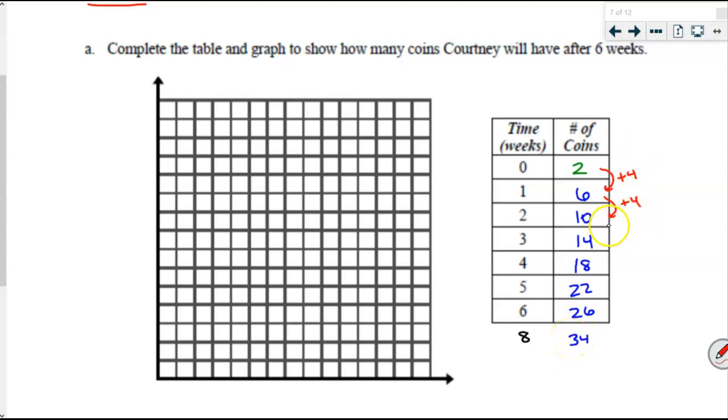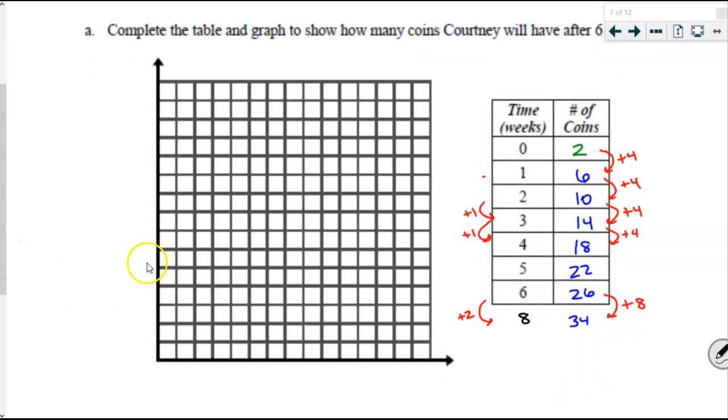So here, every week we're adding 4, right? We're adding 4 because 1 week has passed. And another week passed, so we add 4 coins. But here, how many weeks passed? 2 weeks passed, so it doesn't make sense that we would only add 4. 2 weeks passed, so how many coins is she adding to her collection? 8, exactly. All right, next challenge, we need to create a graph, choosing an appropriate scale.